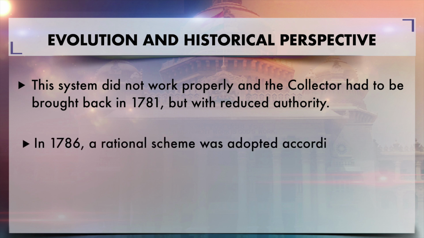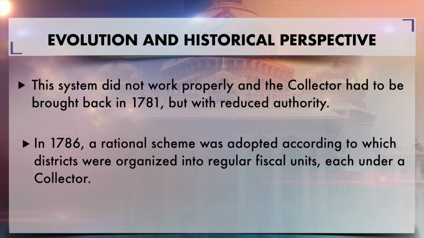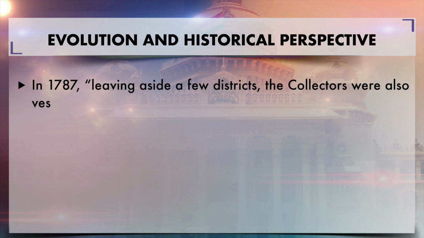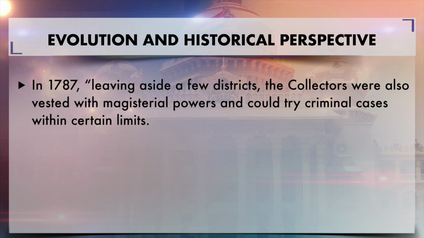Finally, in 1786, a rational scheme was adopted, according to which districts were organized into regular fiscal units, each under a collector. In 1787, leaving aside a few districts, the collectors were also vested with magisterial power and could try criminal cases within certain limits.